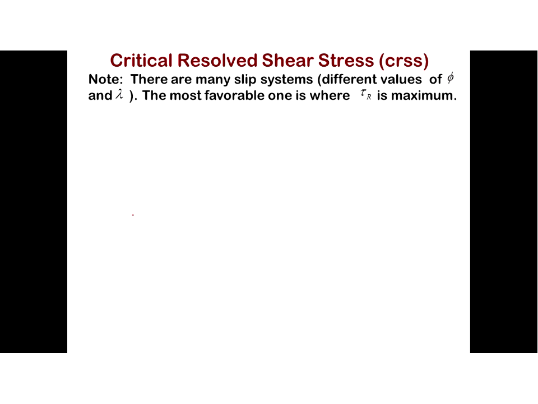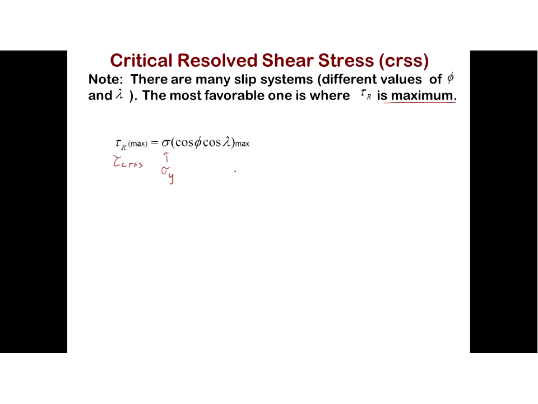The most favorable one, the one where the likelihood is highest that the slip is going to happen, is where the critical resolved shear stress is maximum. So how do we find out where it's maximum? Let's take a look. We can also call this tau CRSS, by the way, the critical resolved shear stress. It's the same as the maximum resolved shear stress. It's going to be sigma sub y, oops, hang on here, times cosine phi, cosine lambda.